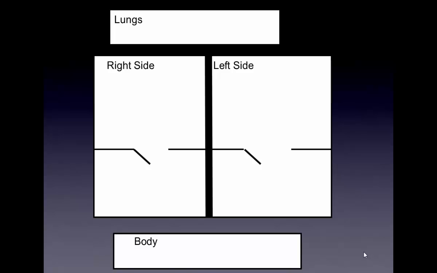How many chambers in a mammal's heart? 4 chambers. 1, 2, 3, 4. These top chambers are called atrium. Bottom chambers are called ventricles. So this is the right atrium, right ventricle, left atrium, left ventricle. So let's start on the right side. The right side of the heart collects the blood from all throughout the body.